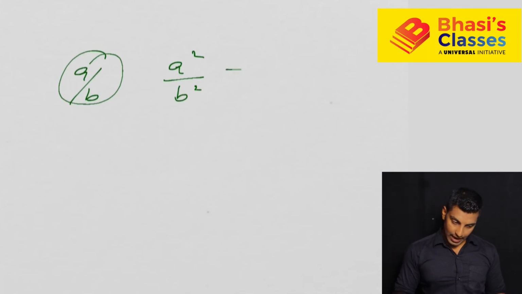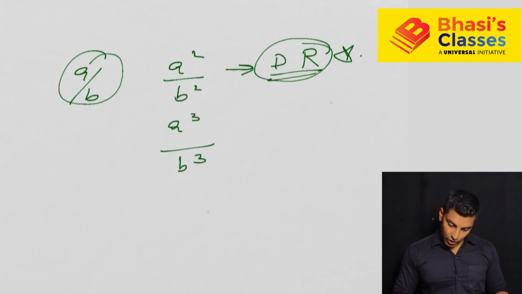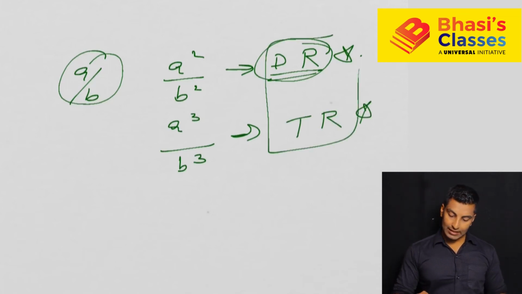So what you get is A square by B square. What we call this is duplicate ratio. Okay, this word needs to be understood. Now if it is 3 times, that is A cube by B cube, you call it triplicate ratio. Only for the purpose of understanding the words I am discussing. Otherwise, this property is known to you.